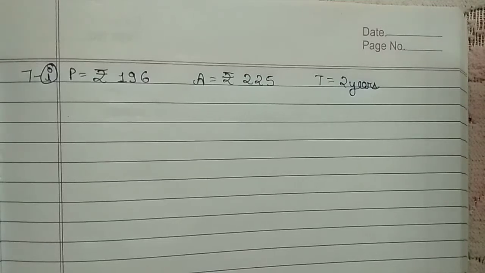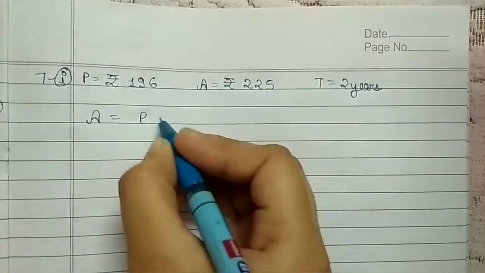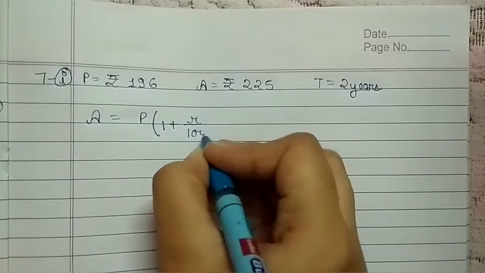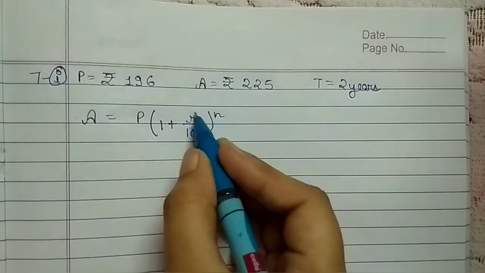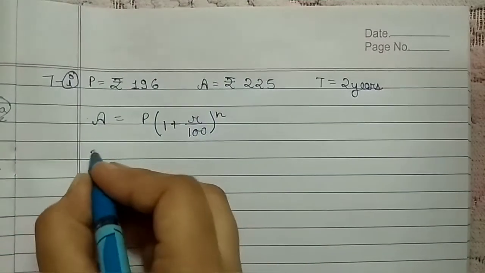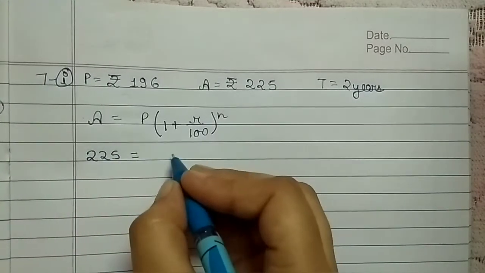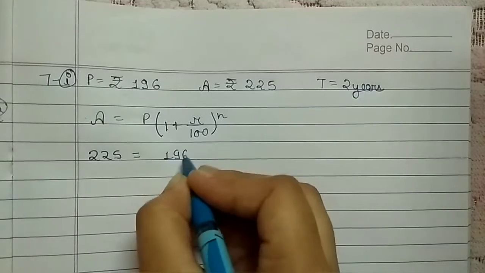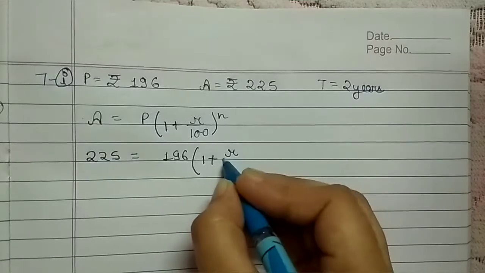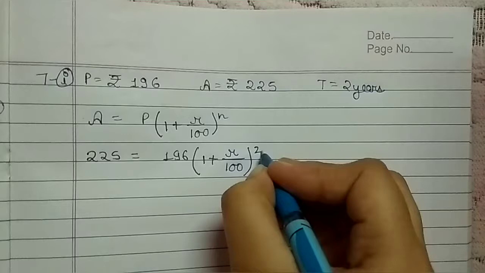So, we will apply the amount formula. A equal to P (1 plus R upon 100)^N. From this formula we will get R. A we have 225 equal to P is 196, (1 plus R, we don't know, upon 100), time is 2 years.